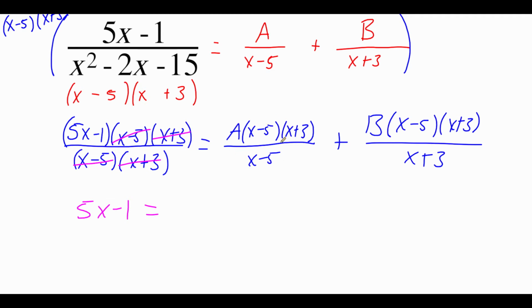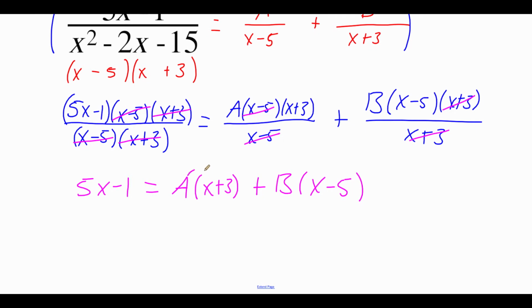In this first fraction here, notice that the x minus 5s are going to cancel each other out. So we have the a times the x plus 3. And in our second fraction, these x plus 3s are going to cancel out. So we're going to have the b and the x minus 5.